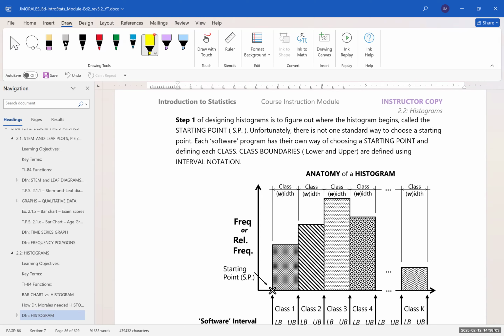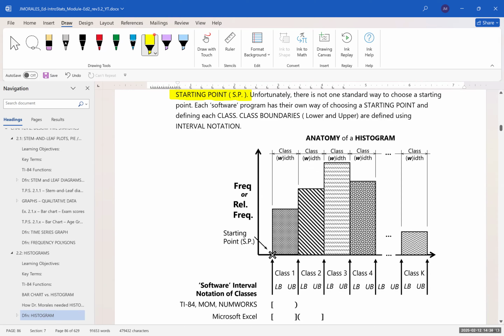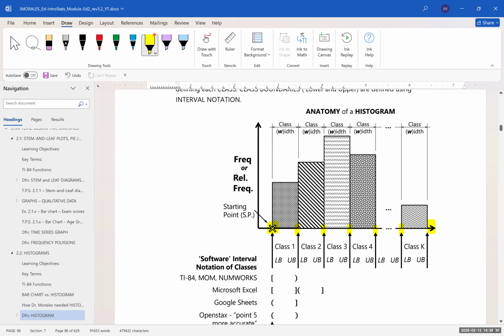Step 1 in designing histograms is to figure out your starting point. All right. And so here's that picture of the anatomy of a histogram. And so we need to figure out where exactly we're going to start this histogram. And it's from this starting point that everything else kind of follows. We'll determine a width. We'll determine how many of these bars, how many of these classes we're going to have. And then we need to figure out the lower bound and upper bound for each class.